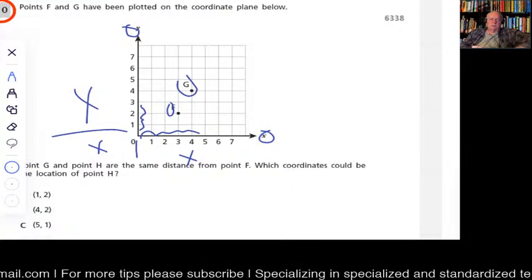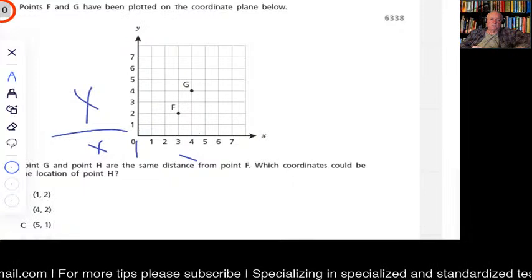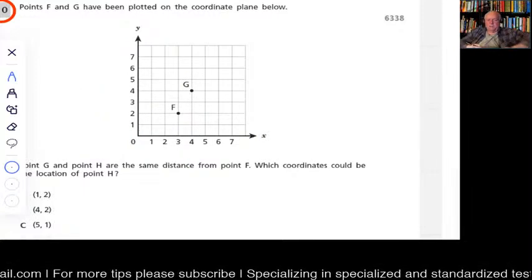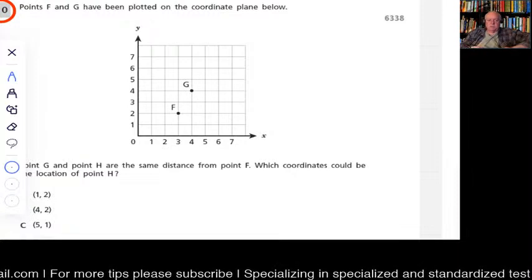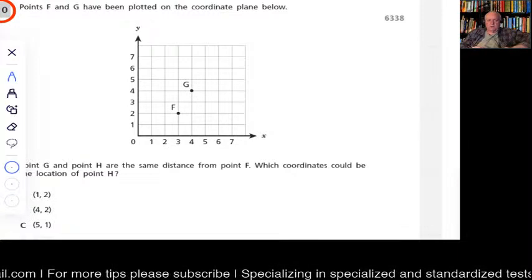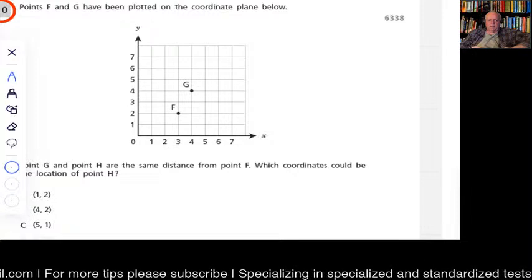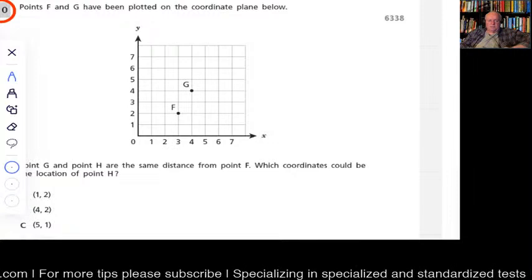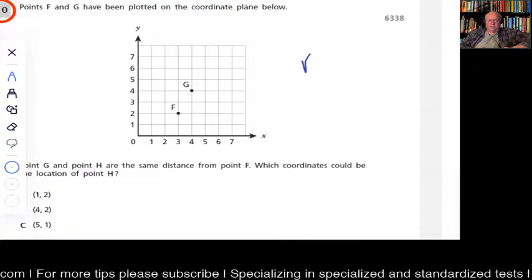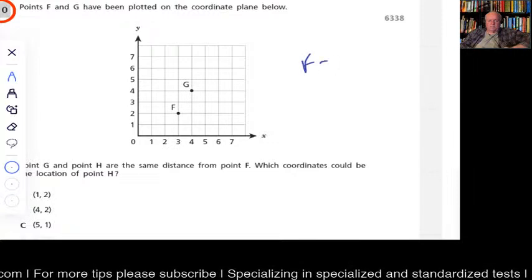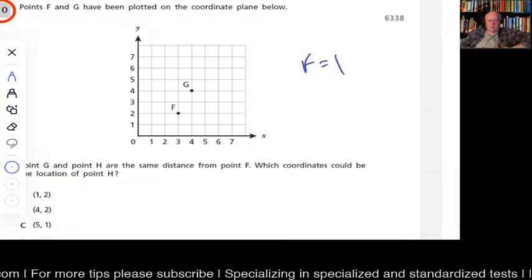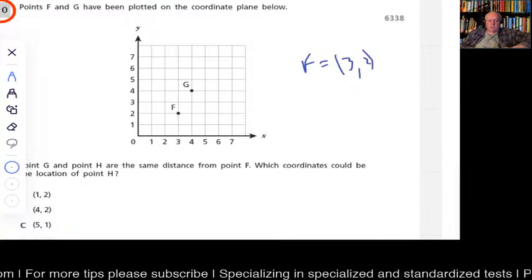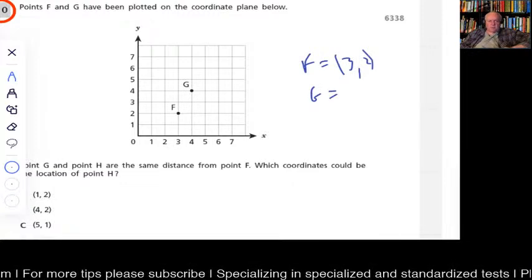Okay, so let me get rid of everything I just drew. Normally it doesn't matter, but let's just do it anyway. So we're going to go over first, then up. Remember, we're going to move the ladder and get our X. So it turns out that F is 3, 2, and G is 4, 4.